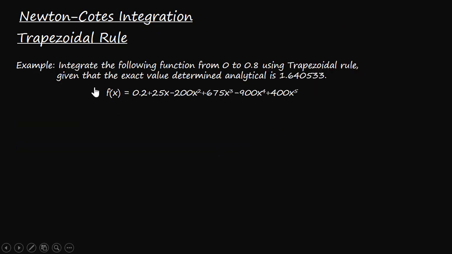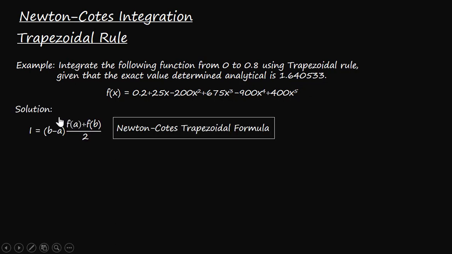We want to integrate the function f of x, which is 0.2 plus 25x minus 200x square plus 675x cube minus 900x power 4 plus 400x power 5. Now we'll use trapezoidal rule and integrate this function from 0 to 0.8, and we are also given that the exact value of this integral is 1.640533. So using Newton-Cotes trapezoidal formula, we can write b minus a into f of a plus f of b divided by 2. Here the value of a is 0 and value of b is 0.8.